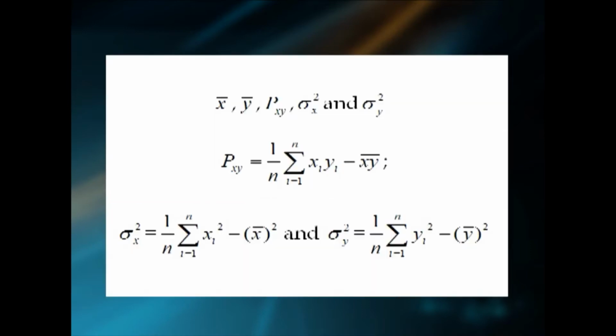To find x bar, y bar, pxy, sigma square x and sigma square y. Pxy equal to 1 by n summation over i from 1 to n xi yi minus x bar y bar. Sigma square x equal to 1 by n summation over i from 1 to n xi square minus x bar square, and sigma square y equal to 1 by n summation over i from 1 to n yi square minus y bar square. The calculations are as follows.